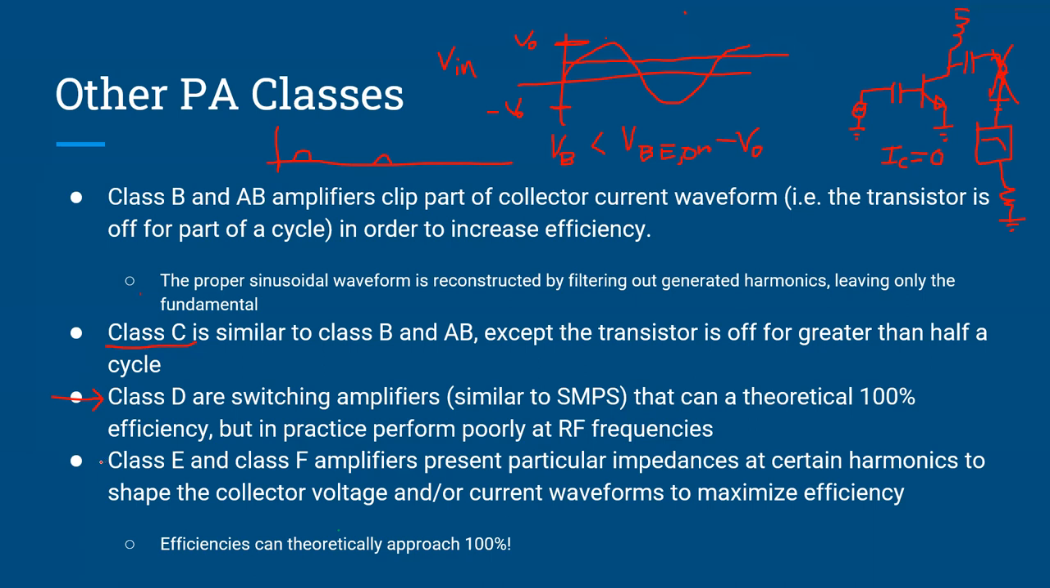And the last one I'll mention is the class E and class F amplifier. And these are kind of interesting. So theoretically, they can approach 100% efficiency. Now, of course, they never actually get there, but they can get fairly close. You might see 70% efficiency, you might see 80%. And that's very high for RF amplifiers.